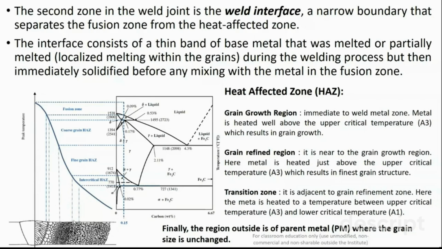And after this there is a transition zone which is adjacent to the grain refinement zone. Here the metal is heated to a temperature between the upper critical temperature line and the lower critical temperature line. So this particular region is your transition zone. In this zone the grains are somewhat bigger than the fine grain heat affected zone but smaller than the grains of the base metal.